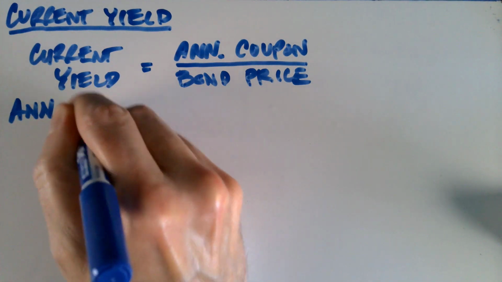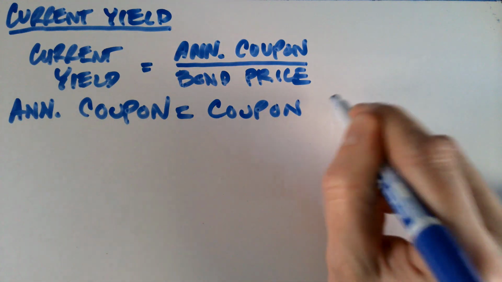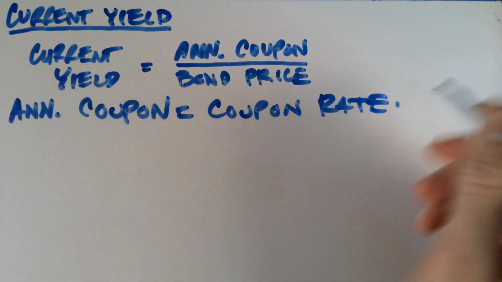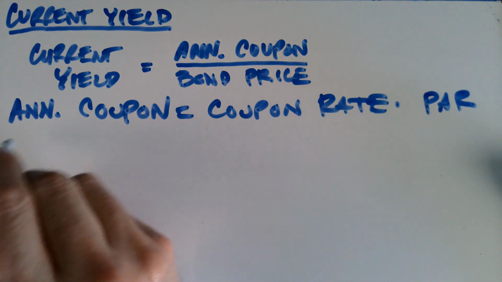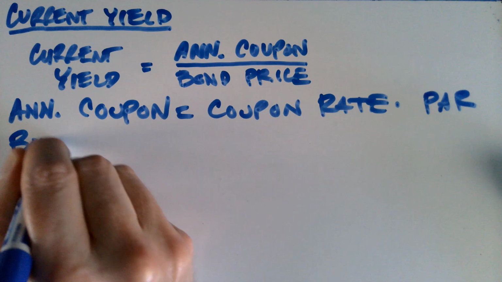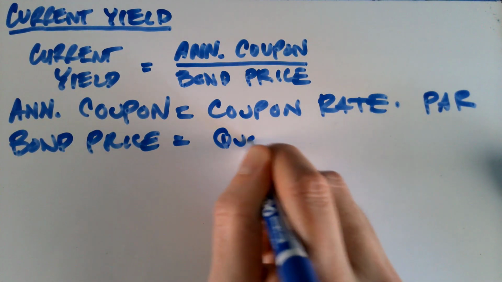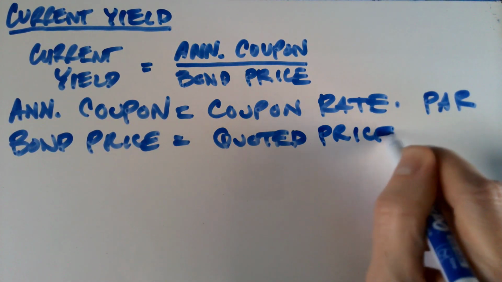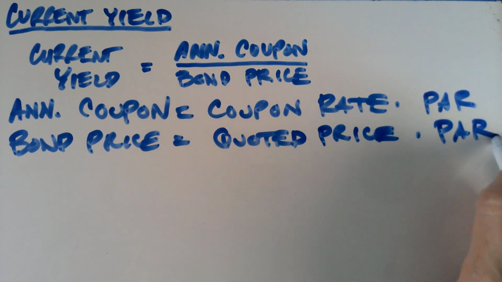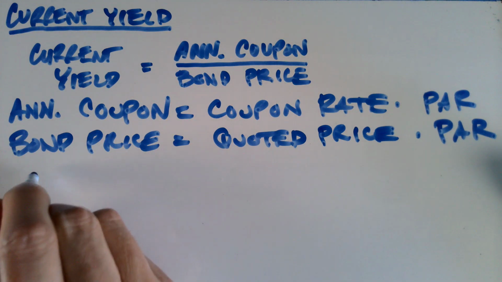Remember that annual coupon is just the coupon rate times the par or face value of the bond. And the bond price is the quoted price, which is in percent of face value, times par. And so we can substitute these back into our formula and see the following.